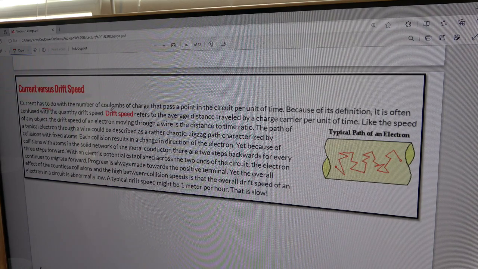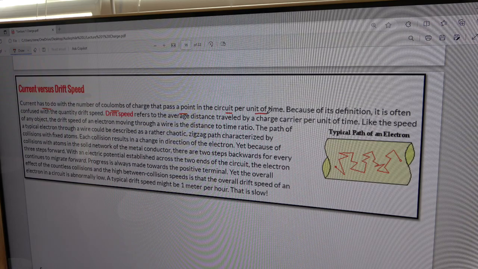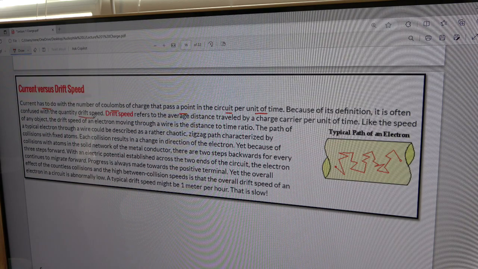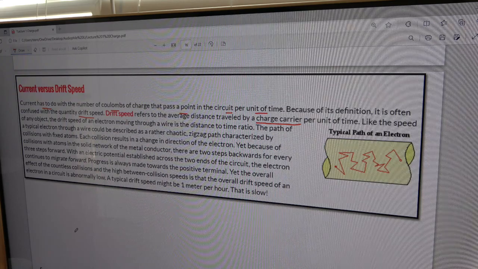Current has to do with the number of coulombs of charge that passes a point in a circuit per unit of time. Okay, it's often confused with drift speed. Now, drift speed refers to the average distance traveled by a charge carrier, such as an electron, per unit of time. And this is when people say current is the flow of electrons per, that's what it is. It's not. If you want to talk about the flow of electrons, we have to talk about drift speed. If you want to talk about current, we have to talk about the flow of charge.